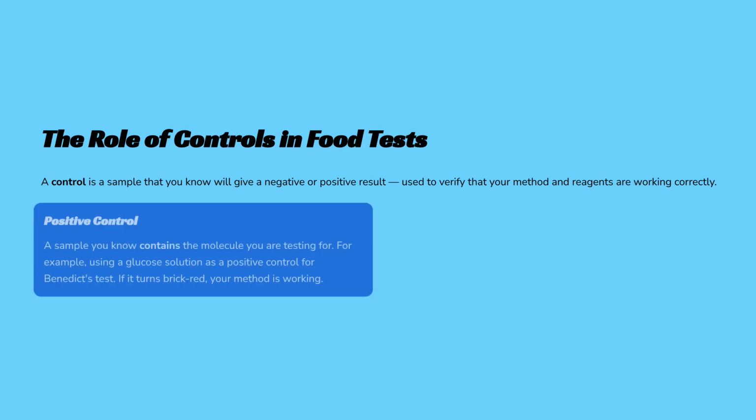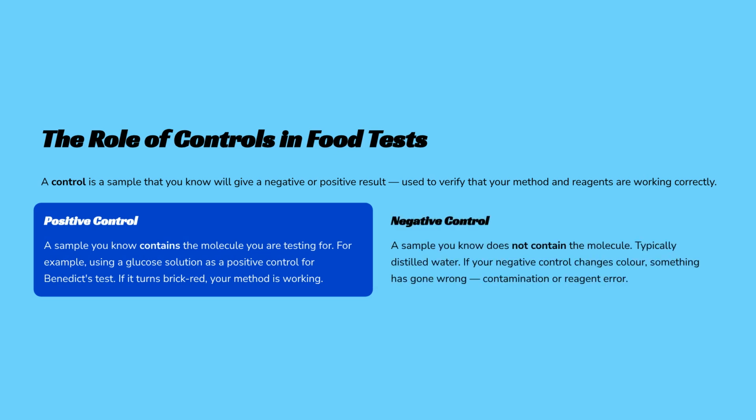Controls are essential. A positive control contains the molecule you are testing for to verify the test is working. A negative control, typically distilled water, confirms no contamination or reagent error.